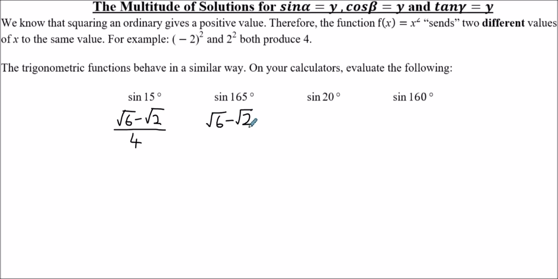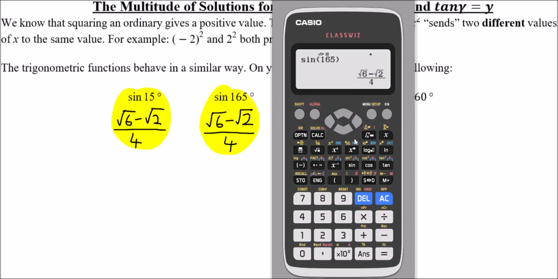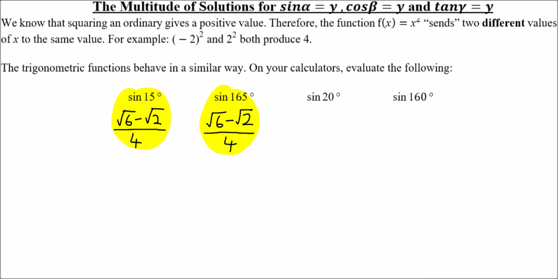So maybe that's just a fluke, who knows? So these two here give the same value. Let's try sine 20 now. So sine 20, what's this going to give us? Oops, never mind, just type it all in. Sine 20. That's 0.342. Let's just call it 0.342 to 3 sig figs.